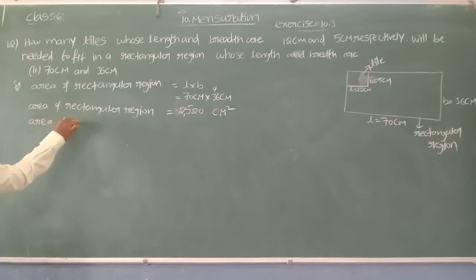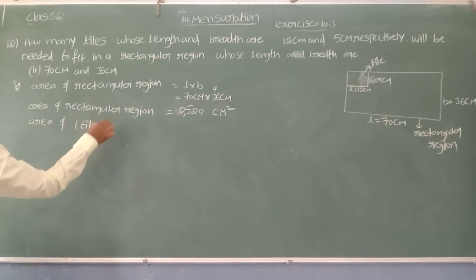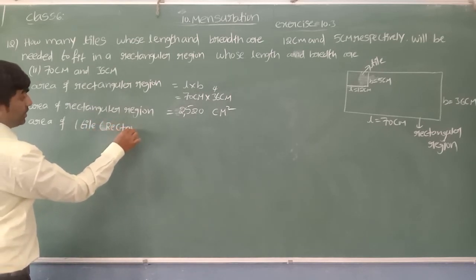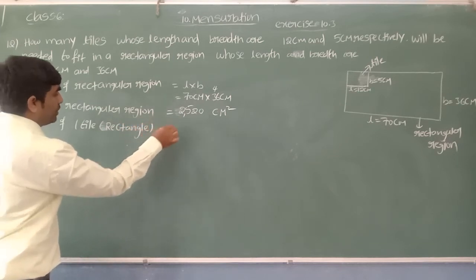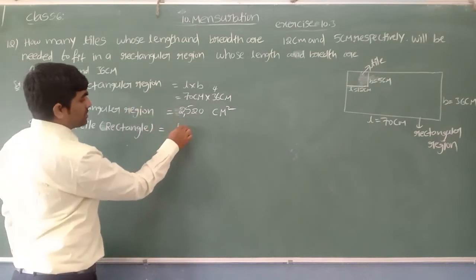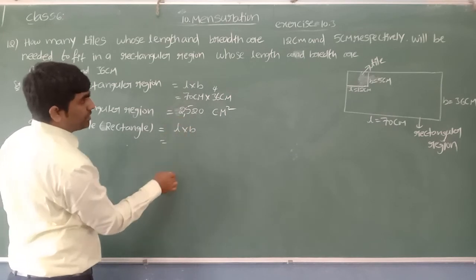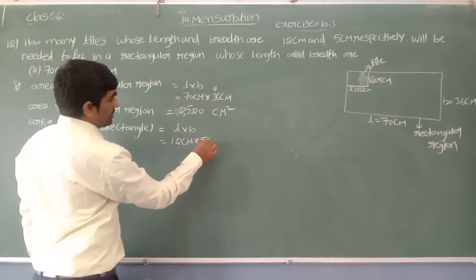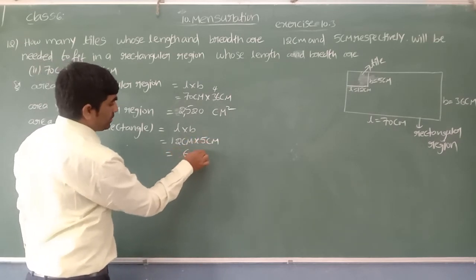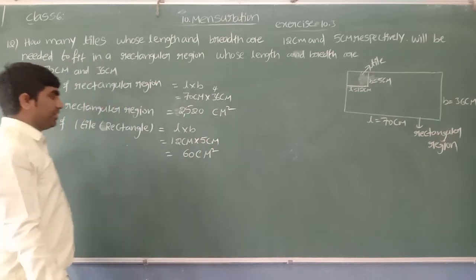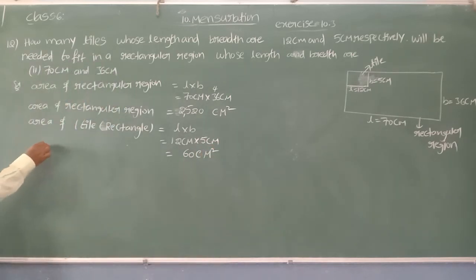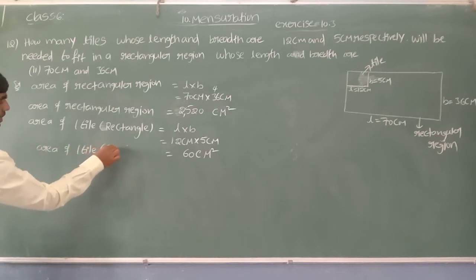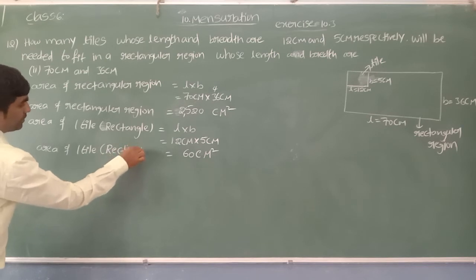So area of one tile is equal to tile with shape, rectangle shape. How you know? It has length and breadth, and that too both length and breadth are different. So compulsory rectangle shape. What is the formula to find the area? Length into breadth, where length is equal to 12 centimeters into breadth is equal to how much? 5 centimeters. So 12 5s are 60 square centimeters. Area of each tile, I mean one tile.